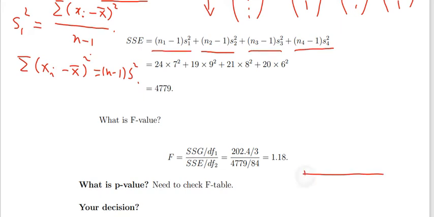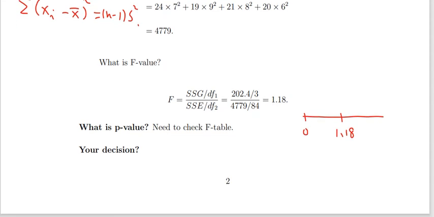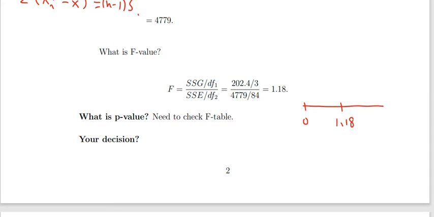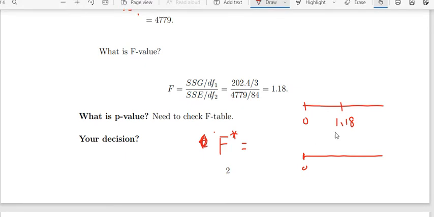So now we want to check: is this number, 1.18, a big number or a small number? So we need to check the cut point, the critical value, I'm sorry, F star. So we use this number to make our judgment and determine whether 1.18 is big or small.